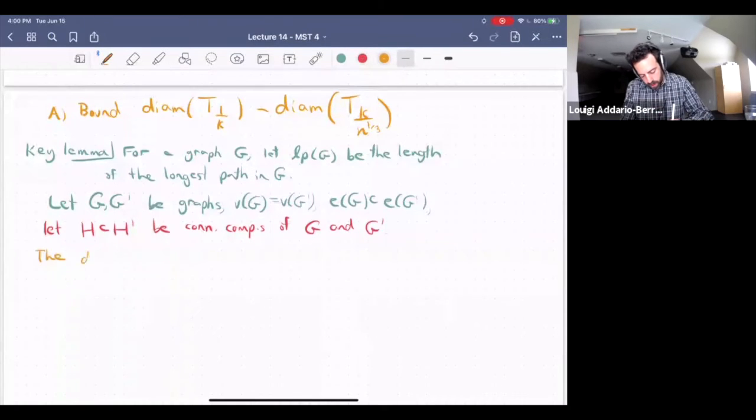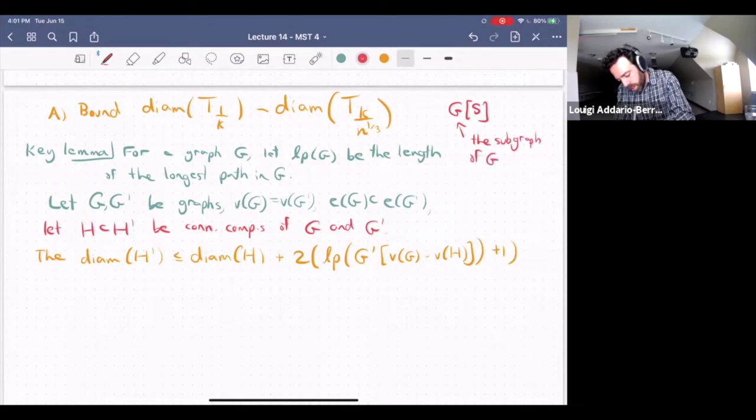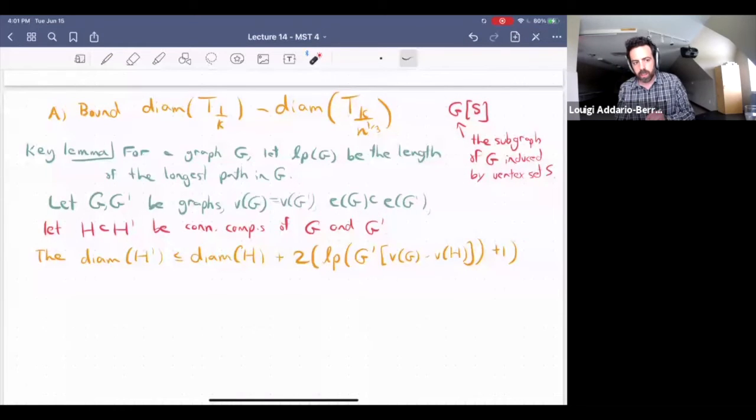Okay, then I can bound the diameter of H prime from above by the diameter of H plus twice the length of the longest path in the subgraph of G prime that I get by restricting to the vertices outside of H, plus one. So this notation, I don't know if you're familiar with it. When I write G of a set S, this means the subgraph of G induced by the vertex set S. So you take this subset of the vertices, and all the edges. Okay.